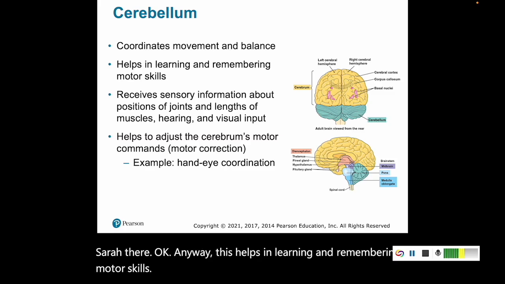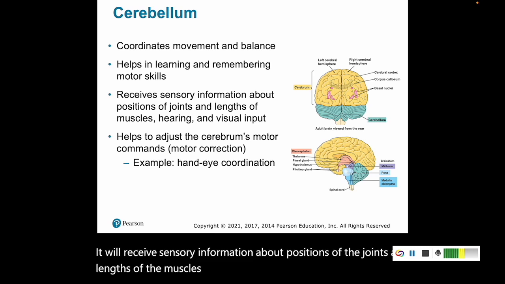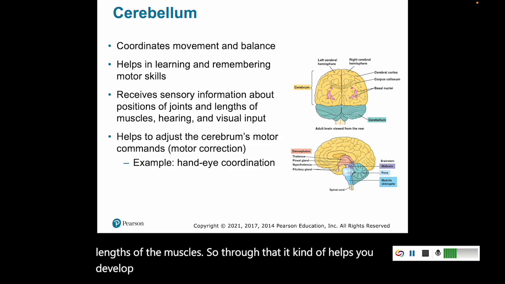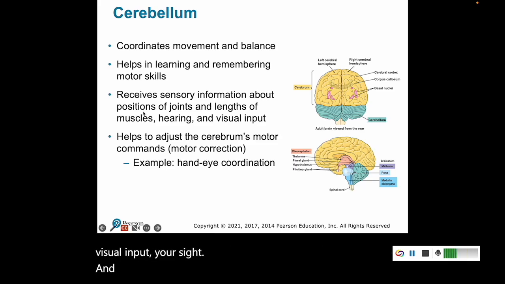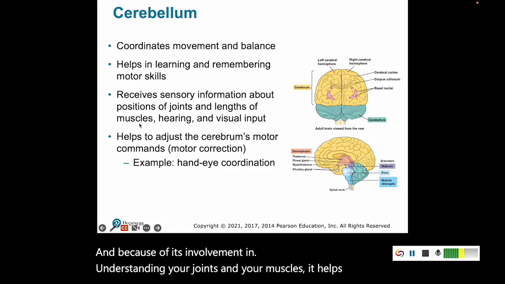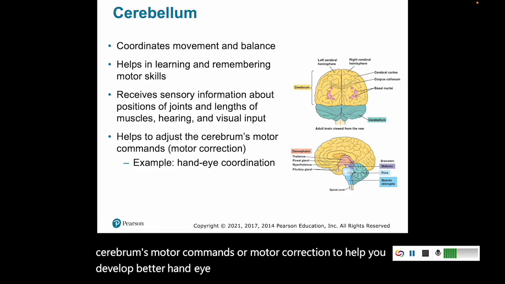It will receive sensory information about positions of the joints and lengths of the muscles. So through that, it kind of helps you develop your balance. It will be involved in your hearing and your visual input, your sight. And because of its involvement in understanding your joints and your muscles, it helps to adjust the cerebrum's motor commands or motor correction to help you develop better hand-eye coordination, for example.